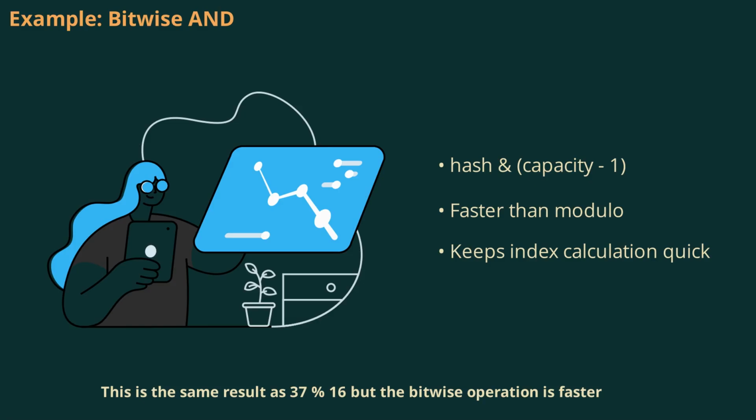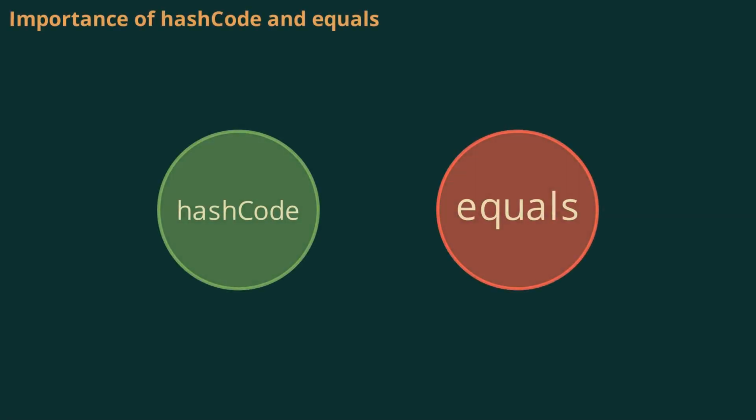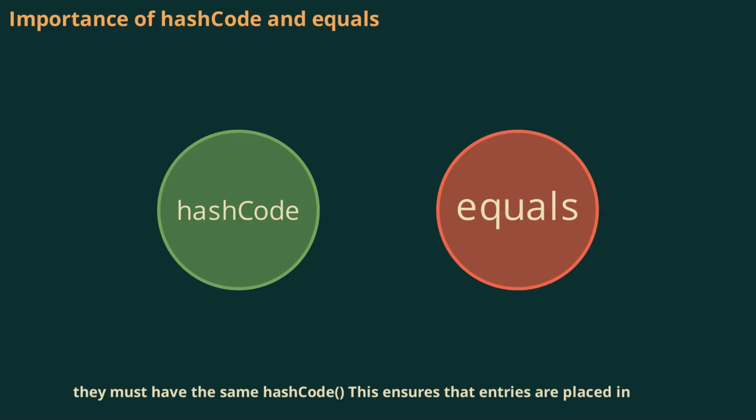This is the same result as 37% 16, but the bitwise operation is faster. This clever use of bitwise math is one reason why HashMap performs so well. HashMap relies on two key methods, hashCode and equals. If two objects are equal according to equals, they must have the same hashCode. This ensures that entries are placed in the correct bucket and can be found efficiently. If these methods aren't implemented correctly, HashMap's performance and correctness can suffer.